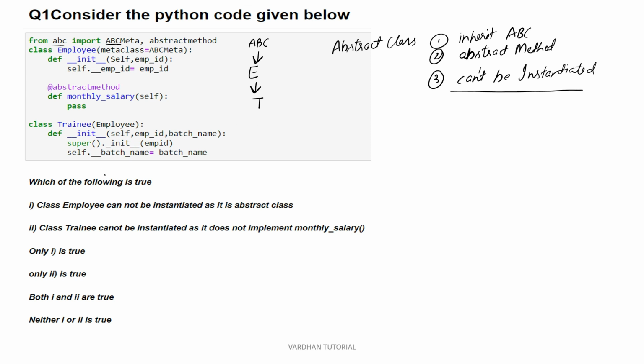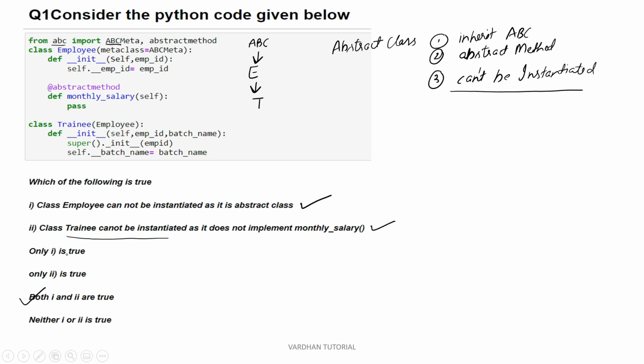So which of the following options is true? Class Employee cannot be instantiated as it is an abstract class. Yes, it is true. Class Trainee cannot be instantiated as it does not implement monthly salary. This is also true, because Trainee can inherit a normal method, but monthly salary is an abstract method, so it cannot be used with the help of an object. So our option is both 1 and 2 are true.